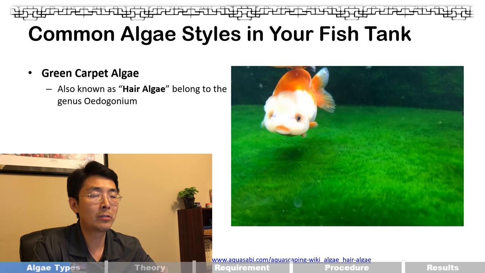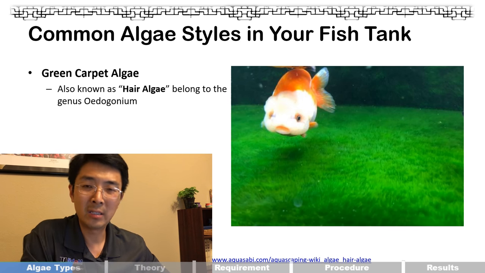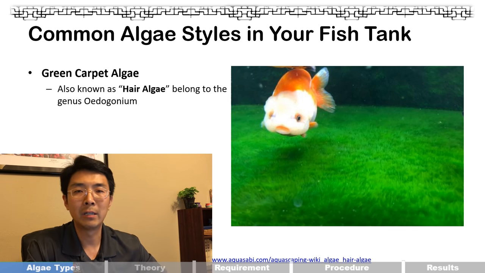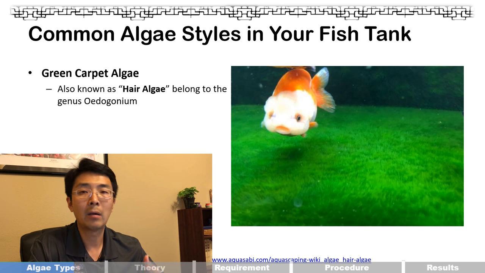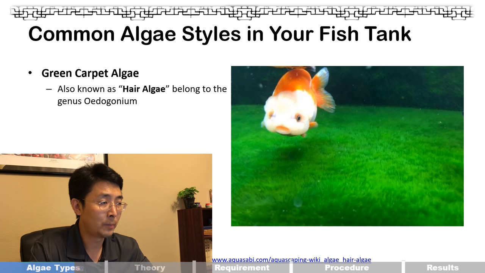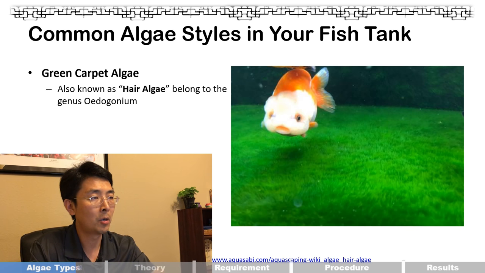So the last one is actually today's superstar. The number four style, I call it Green Carpet Algae. That's just a nickname. The more formal name is hair algae. Just like shown in this picture, you can almost see a grassland type of carpet algae on the bottom of your tank. It's so beautiful.